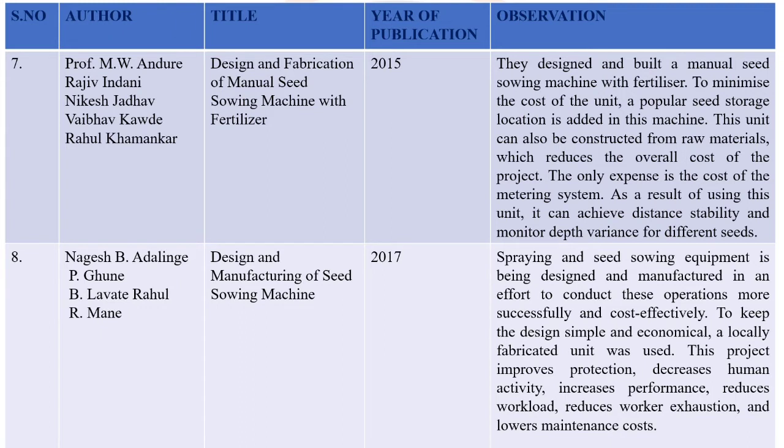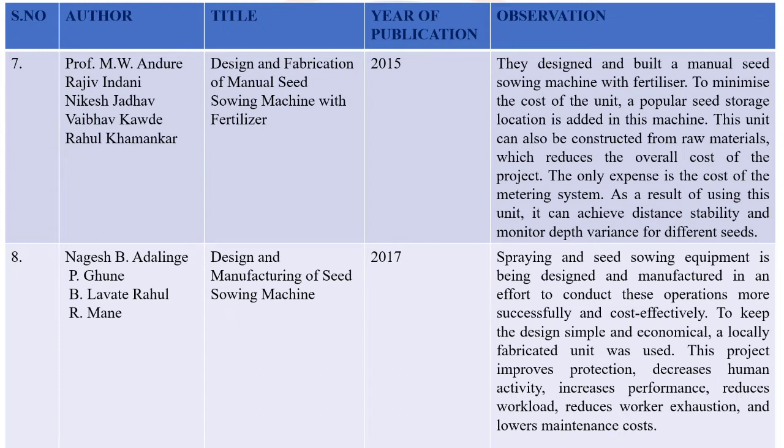To minimize the cost of the unit, a popular seed storage location is added in this machine. This unit can also be constructed from raw materials, which reduces the overall cost of the project. The only expense is the cost of the metering system. As a result of using this unit, it can achieve distance stability and monitor depth variance for different seeds.